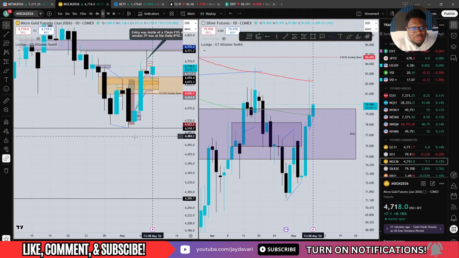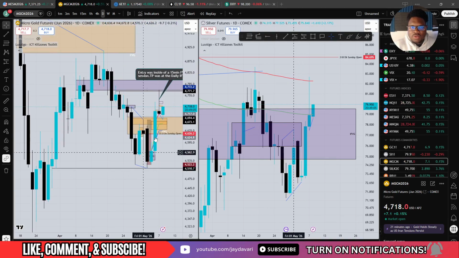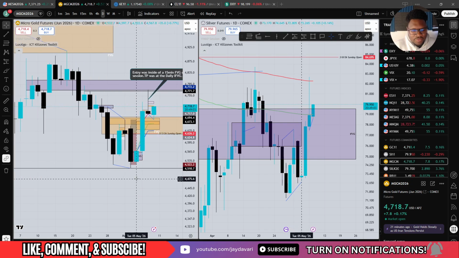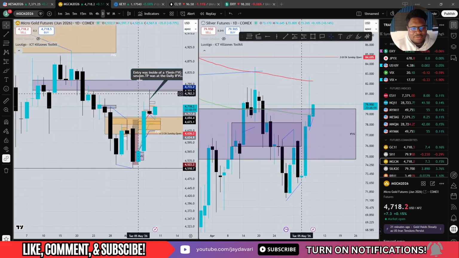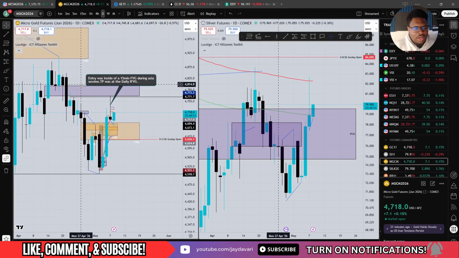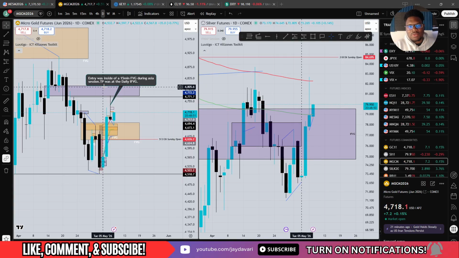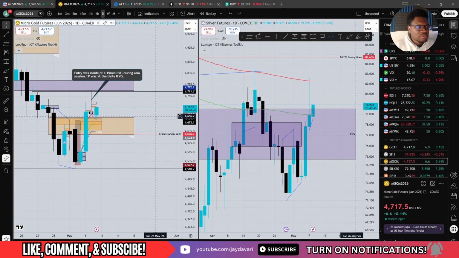So there's going to be some type of pullback back upwards into the range. This range right here, there's going to be some sort of pullback back inside of the range, right? Because this is really the only higher time frame key area of interest right here, which was a previous inversion fair value gap from a couple weeks ago. These areas tend to be retested over and over again until they're broken, right?